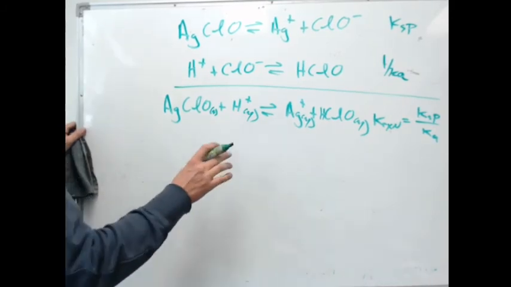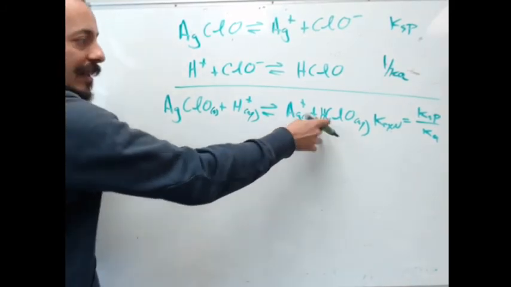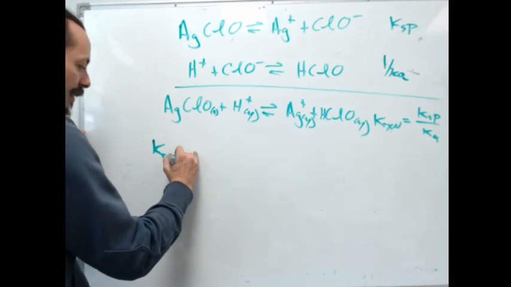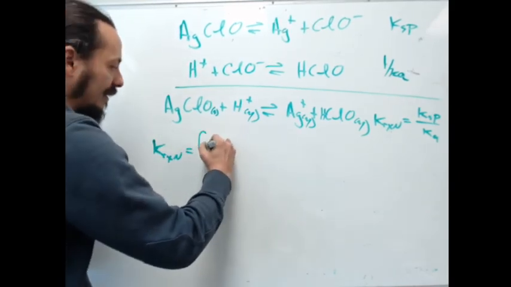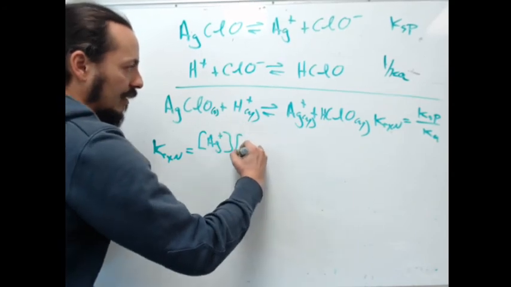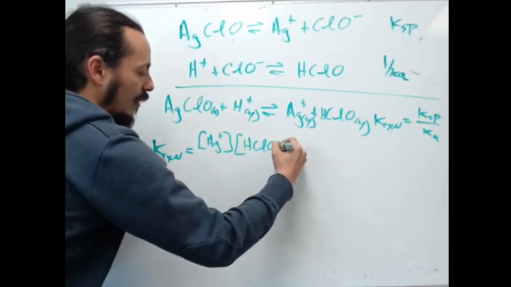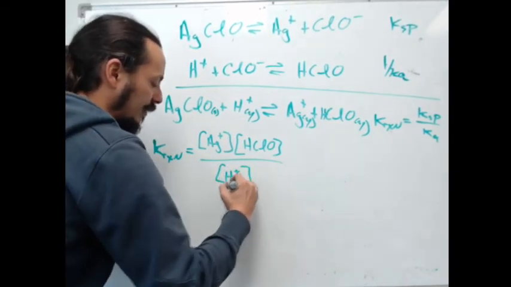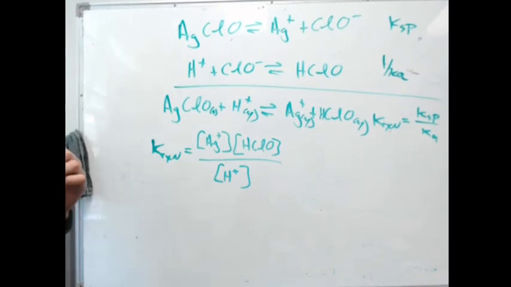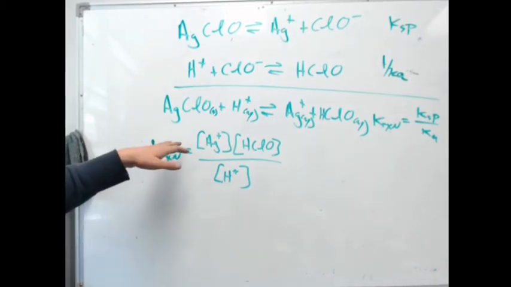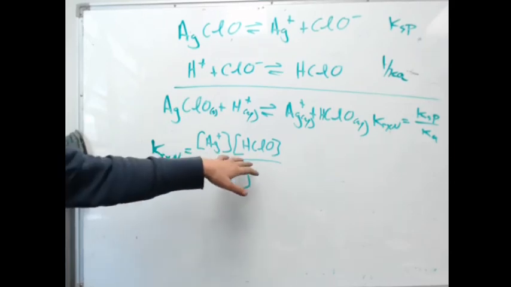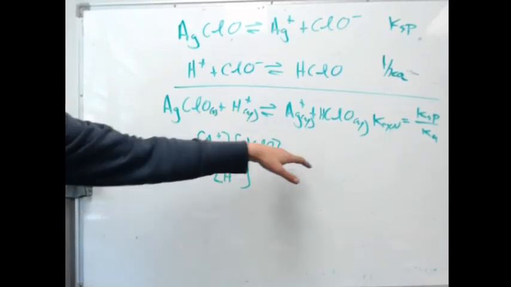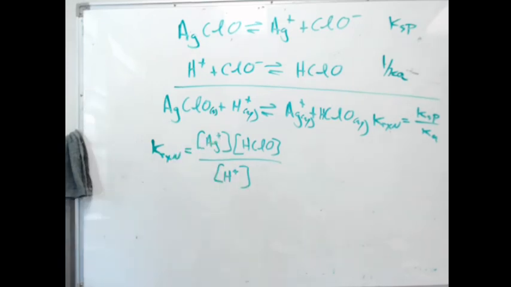But notice, this K reaction, when we did our Ksps, it was just two things times each other. My K reaction is going to be products over reactants. It's going to be the Ag+ concentration times the HClO concentration, divided by the H+ concentration. If the K reaction is small, I would just forget the Ag+ and have minus x, plus x, plus x, and I would go through and calculate it.